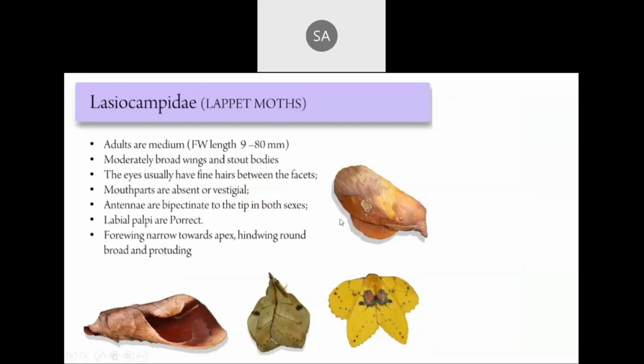And lasiocampid moths, or lappet moths. These are medium-sized moths, and their shapes are very interesting. And this family is named under different gods and goddesses of Hindu mythology, like Ganesha, Trabala Krishna, Radhika, like that. Next slide.